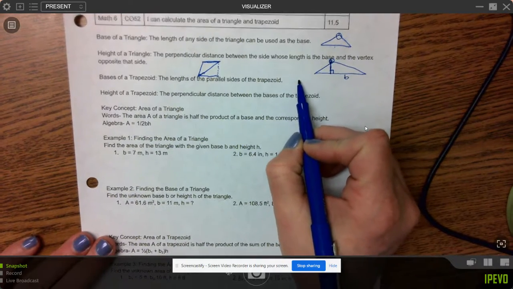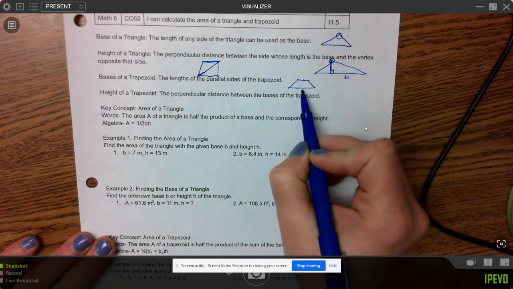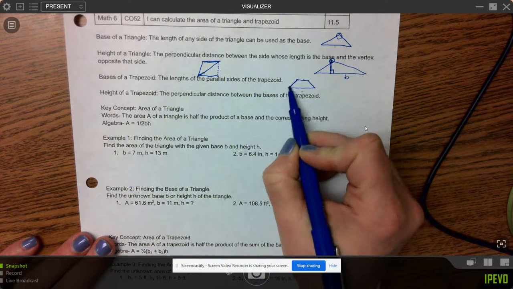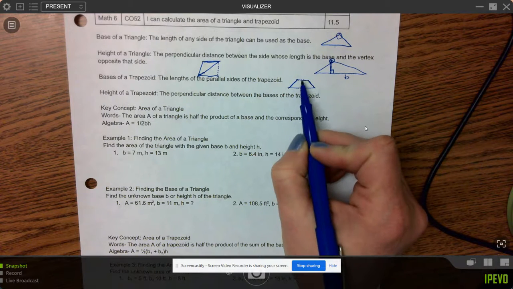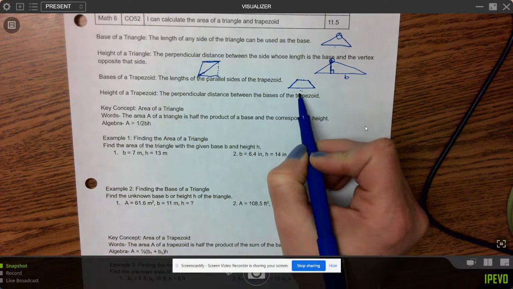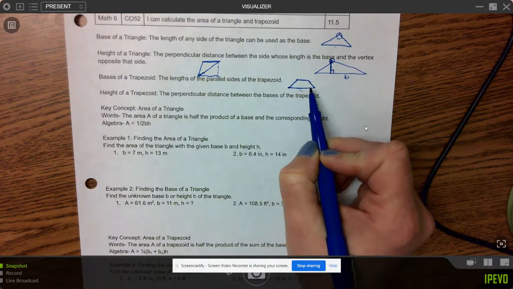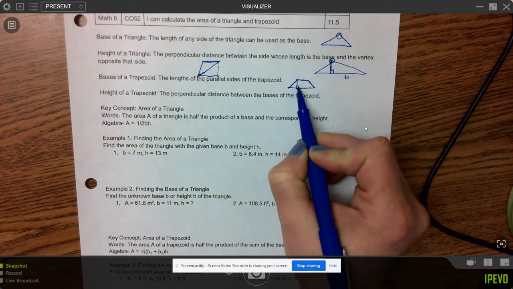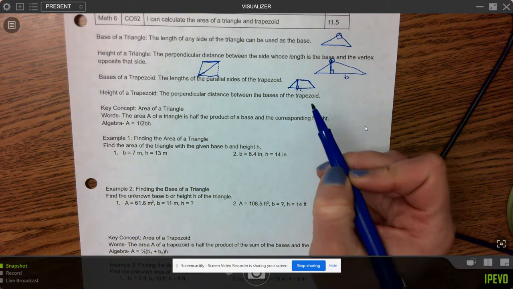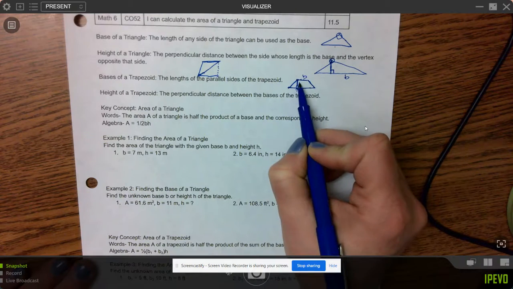And our trapezoid is our shape that looks like this. So we have our two parallel lines, and then we have our slanted lines. So the bases of a trapezoid are the two parallel sides. So our base is the length of both sides. The height is the perpendicular distance between the two bases. So if we go straight down, it's that perpendicular distance from one base to the other. So our bases, and then the height is in the middle.